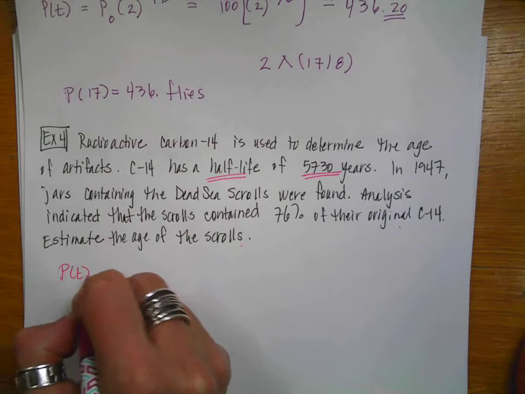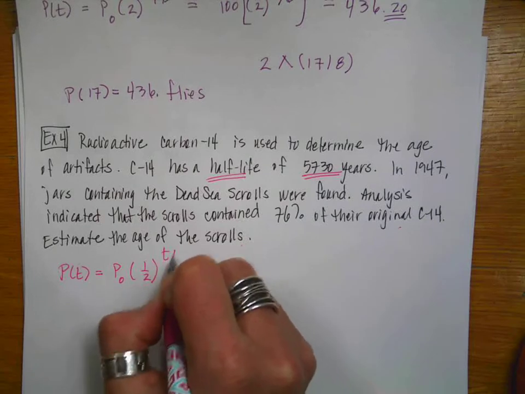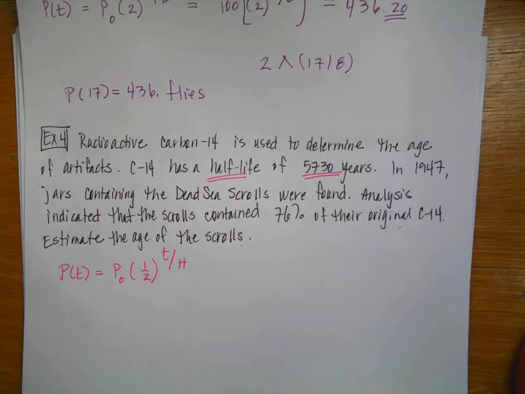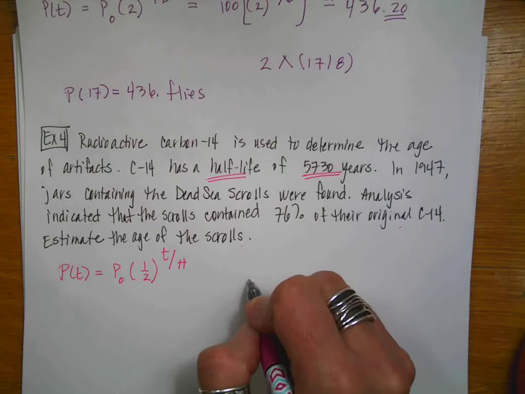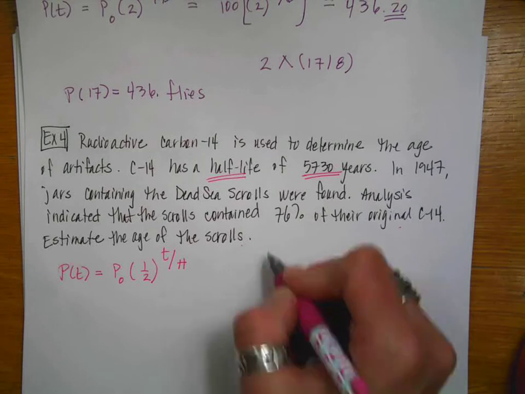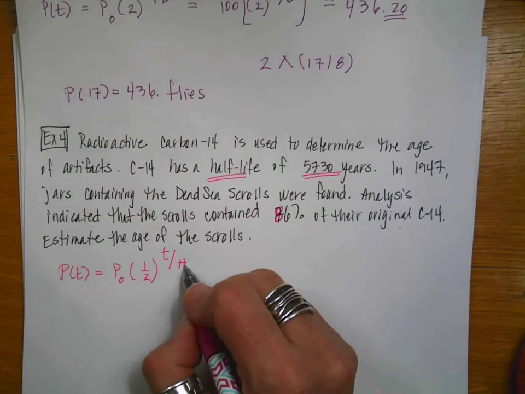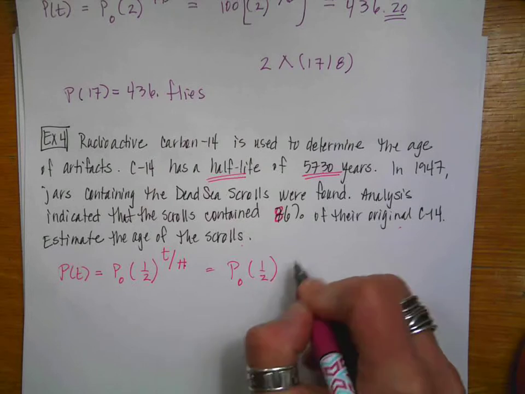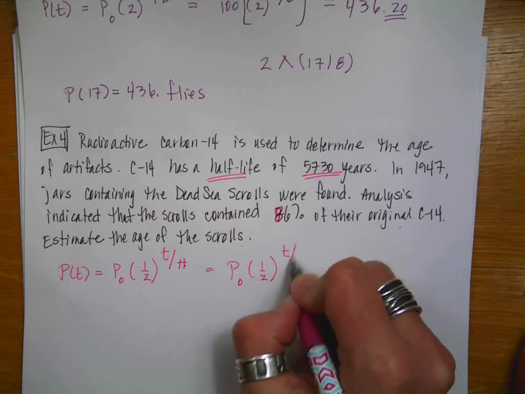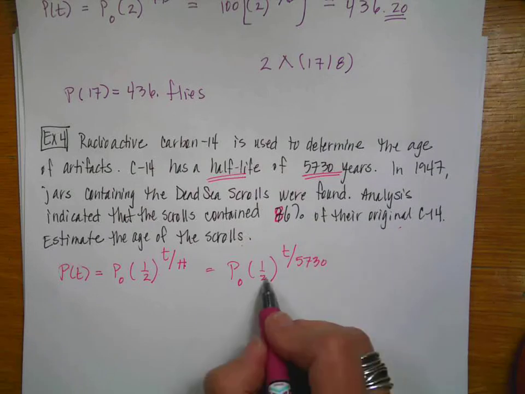So because this is a half-life problem, I'm going to say P of T is equal to the initial population, we're talking about half-life, and time divided by the halving period. Okay, so I'm going to substitute in what I know. And I believe I wrote the problem down wrong. I think this is supposed to be 86%, so my bad. So as I'm looking in here, I know that my halving period is 5730, so I'm going to write this as P sub 0 times a half, raised to time divided by 5730, okay?